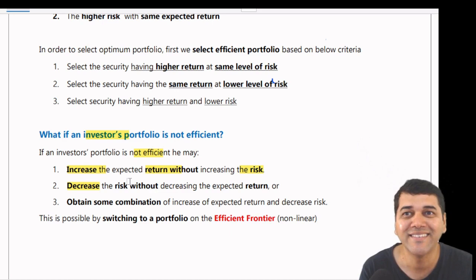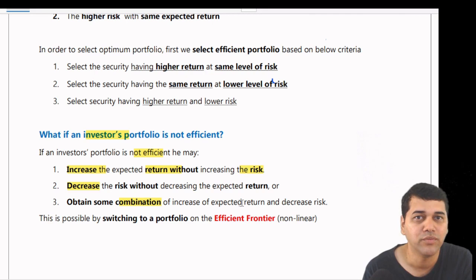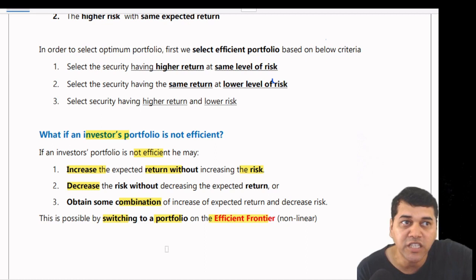Figure out the techniques. Figure out the inefficiencies. And obtain some combination of increase in return or decrease in risk. Primarily, this is what you can do if you are inefficient. This is possible by switching to a portfolio on the efficient frontier. That means by switching your preparation methodology or timing, you shift your time.